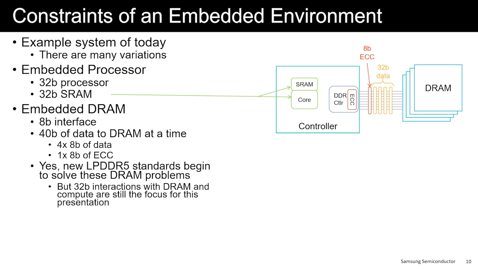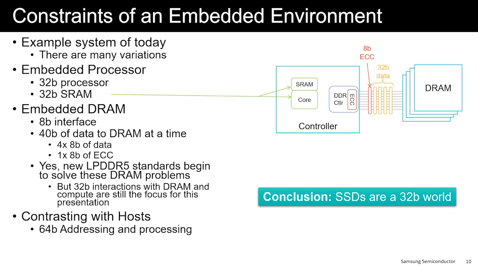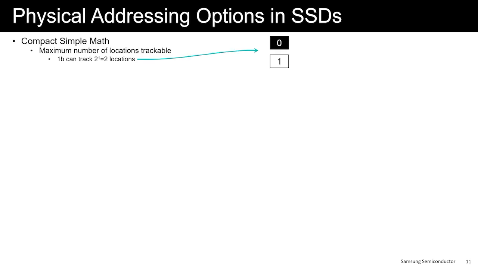Yes, I'll note that LPDDR5 is starting to solve this. I didn't need to get into teaching everybody LPDDR5, so we're going with this model. It's relevant enough. The big thing to take away here is that our processors, our SRAM, and our interface to our DRAM are all 32 bits in an embedded SSD controller. That's really where we're focused. That's the big takeaway from this slide. This is in contrast, of course, to the hosts. Much bigger addressing, processing, and then their memory, of course, has tremendously better bandwidth into their DRAM.